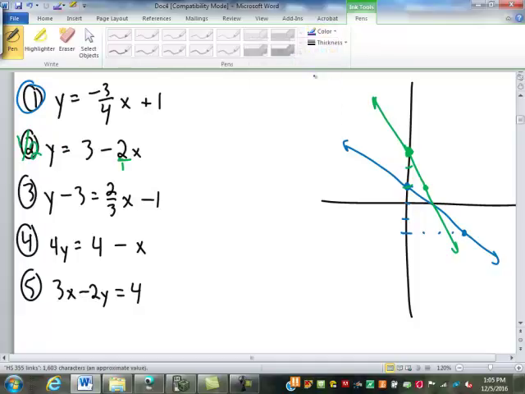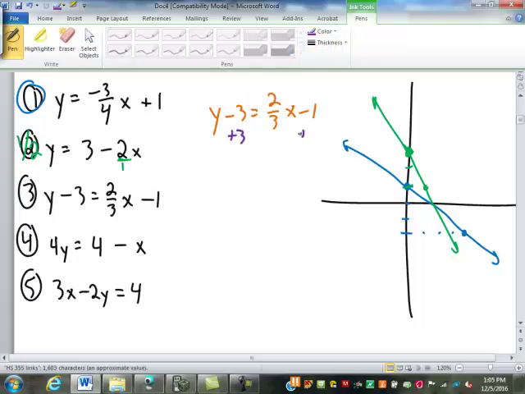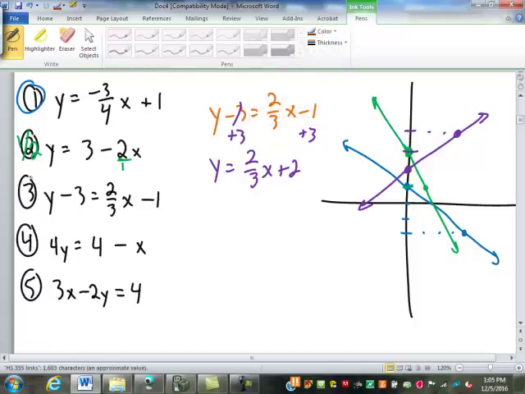Number 3. What do we have to do to that one? I'm guessing the first thing you did was add the 3 to it, right? So y equals 2/3 x plus 2 now. You say you started at positive 2, and from there you went up 2 and over 3. Cool. And oh, so that one was correct.